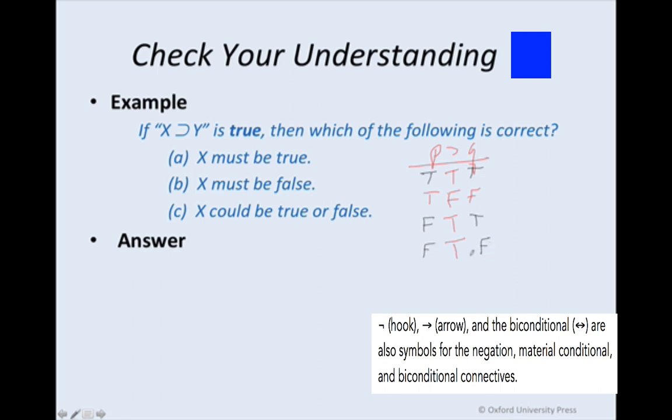So if we say that the sentence is true, we can see that X, or P, whichever you prefer, could be true or it could be false. It doesn't have to be true because there are two other cases in which it's not true and the sentence as a whole still comes out true. So our answer should be C.